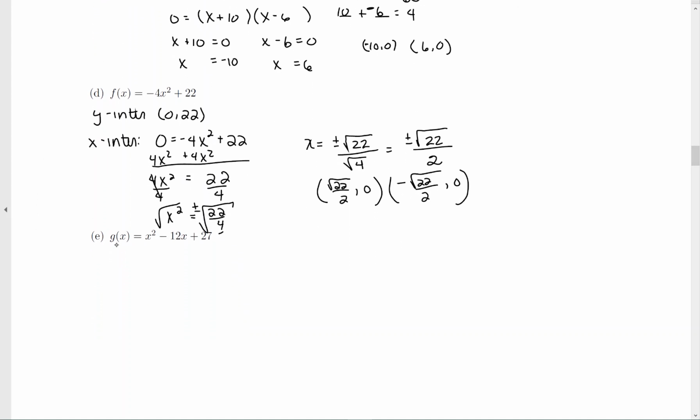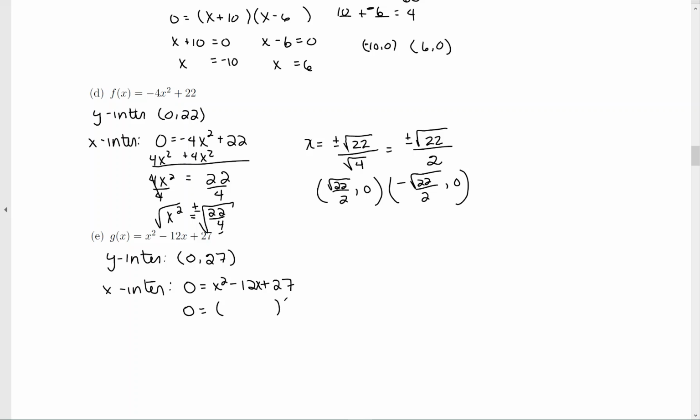Now letter G, or rather letter E, the function g of x equals x squared minus 12x plus 27. You know, the y-intercept's going to be the easy peasy one here. That's just the number 27. (0, 27) is the point. The x-intercept, though, now that I have my three terms back, I'm going to let y equal 0. So 0 equals x squared minus 12x plus 27. And then go ahead and do my reverse FOIL again.